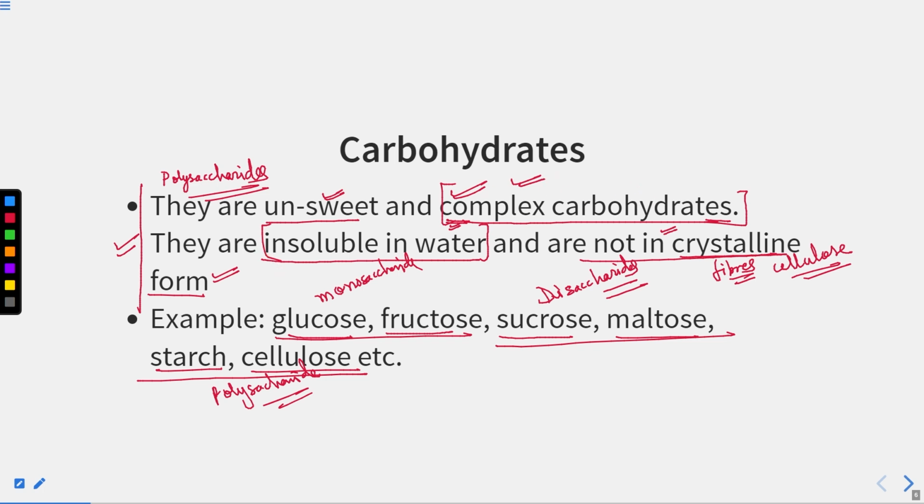in taste. They have a quite complex structure, so they are considered complex carbohydrates. They are insoluble in water. When you put this polysaccharide in water, they do not get dissolved, as you have seen in the case of monosaccharides, and they are not in a crystal form. So some examples of carbohydrates are glucose, fructose, sucrose, maltose, starch, and cellulose. Glucose and fructose are monosaccharides, sucrose and maltose are considered disaccharides, and starch and cellulose are polysaccharides.